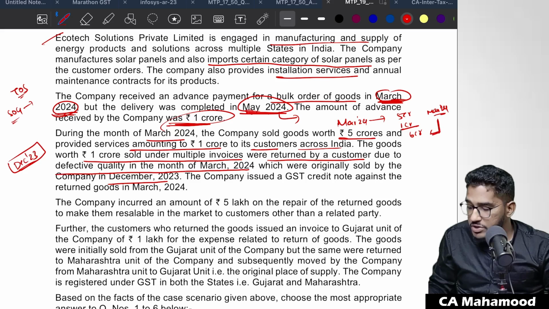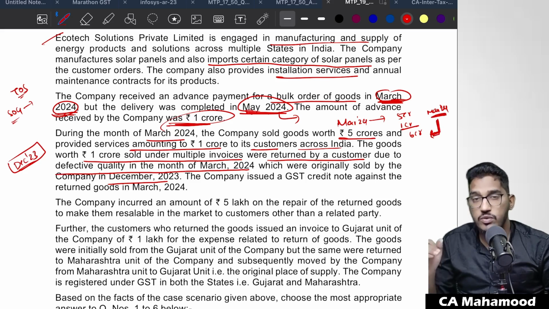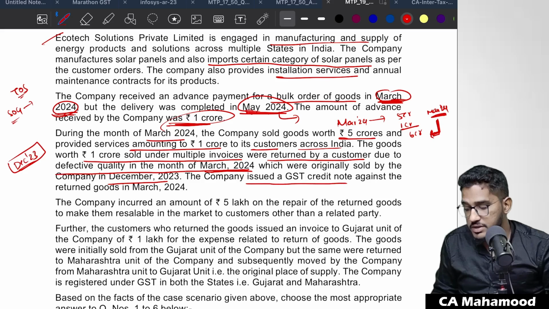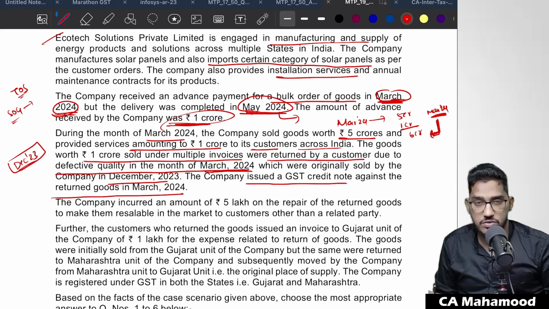Now the company will issue credit notes for that in the month of March, and those credit notes will be declared in the month of March. So credit notes are going to reduce my supply. The company issued a GST credit note against the returned goods in March 2024.